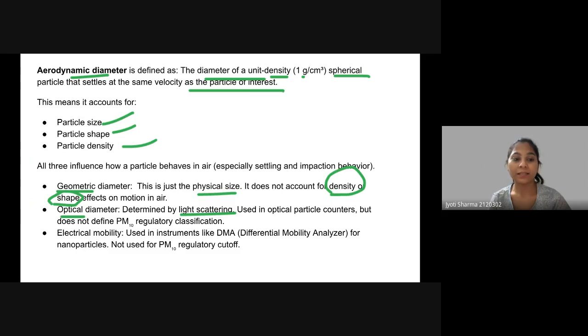The optical diameter is determined by light scattering, and again it does not define the particulate matter 10 regulatory classification. Electrical mobility is different, and we will talk about this also. But the first thing we learned is that we have classifiers: impactor based, and cyclone or centrifugal based.